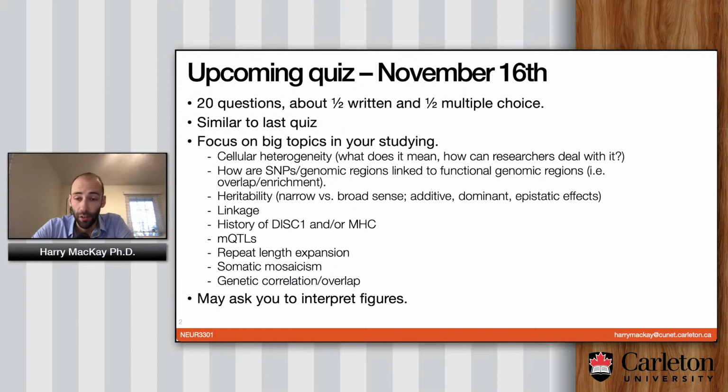Now, it brings me no pleasure to announce this, but we do in fact have another midterm coming up. It's November 16th, so that's 1 week from today. The format is going to be the same as the first midterm. The first midterm had 20 questions, set up to be about 1/2 written and 1/2 multiple choice. Multiple choice in this case, not always literally multiple choice, but it could be fill in the blanks or matching or something along those lines. Anything that can be machine graded essentially would fit into the multiple choice category.